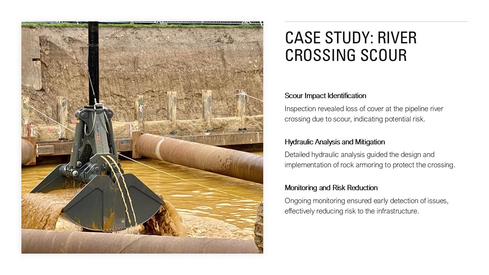This case study examines a pipeline river crossing impacted by scour. Inspection identified loss of cover, prompting detailed hydraulic analysis and mitigation. Rock armoring and monitoring were implemented, reducing risk. The case highlights importance of inspection and timely response. This slide reinforces key concepts through real-world example.